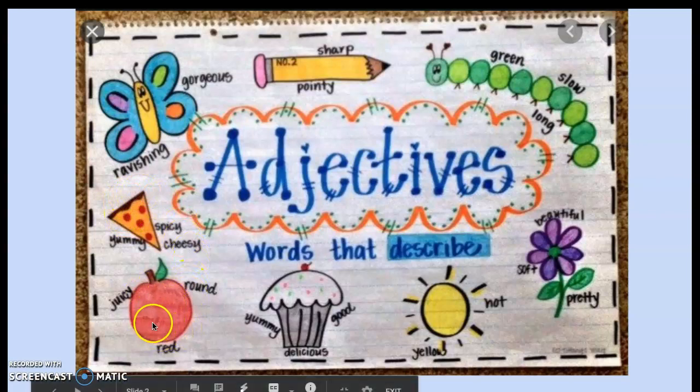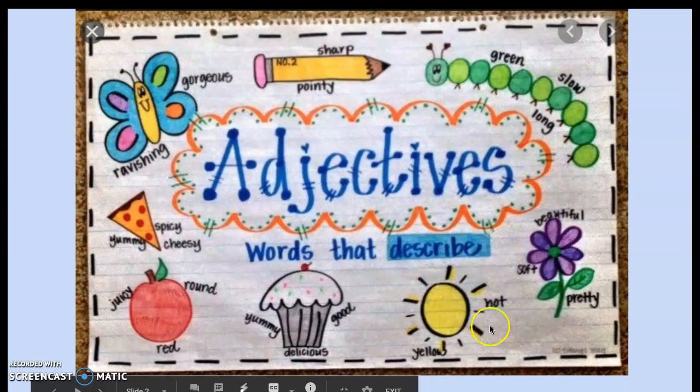What about an apple? Can you describe an apple? Yeah, I have juicy, I have round, red. So it describes what it looks like. Adjectives describe what something looks like, what it tastes like, what it feels like, what it sounds like, right? So we're describing the noun. What about a cupcake? How could you describe a cupcake? We could say that it's yummy, it's good, it's sweet, it's delicious.